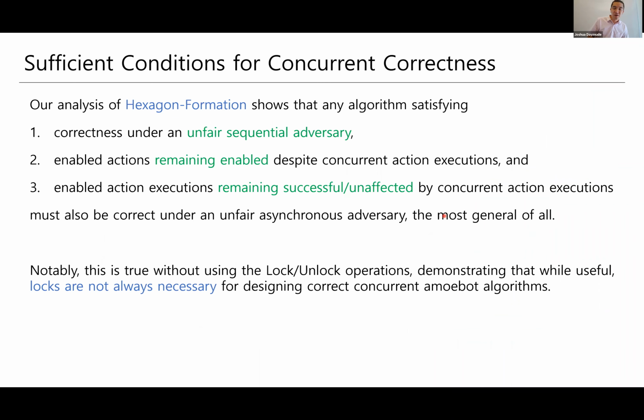Now, as it turns out, these key properties hold for any algorithm, not just for hexagon formation. It's agnostic to the actual algorithm itself. If you can show these three things, namely correctness under an unfair sequential adversary, enabled actions remaining enabled, and enabled actions remaining successful and unaffected by concurrent executions, then the algorithm is automatically correct under an unfair asynchronous adversary, or any adversary for that matter. And notably, this is true even without using those lock and unlock concurrency control operations that we introduced with the canonical model. So while locks are useful, they're not always necessary to get concurrent correctness.